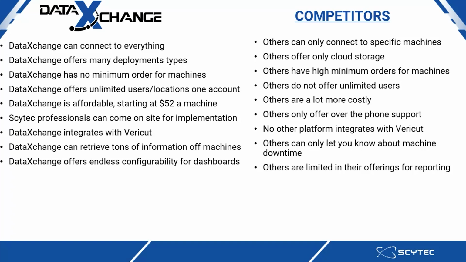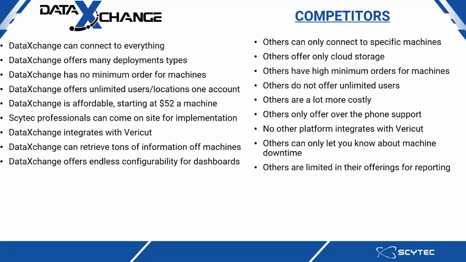And some of our competitors only offer cloud storage or on-premise and don't have the option to switch between one or the other. DataXchange also has no minimum orders for machines, which I mentioned earlier, and some of our competitors have high minimum orders for machines, which don't really support a lot of smaller job shops. One of our competitors only offers licensing for 10 and above machines. DataXchange also offers unlimited users and geographic locations on one account. Others do not offer unlimited users or geographic locations.